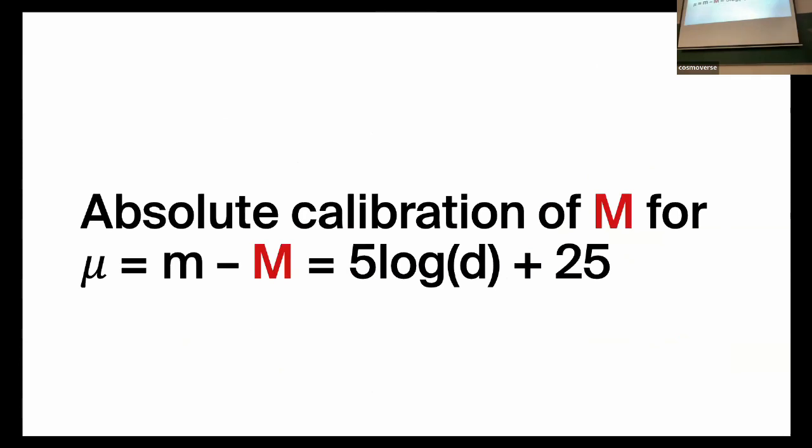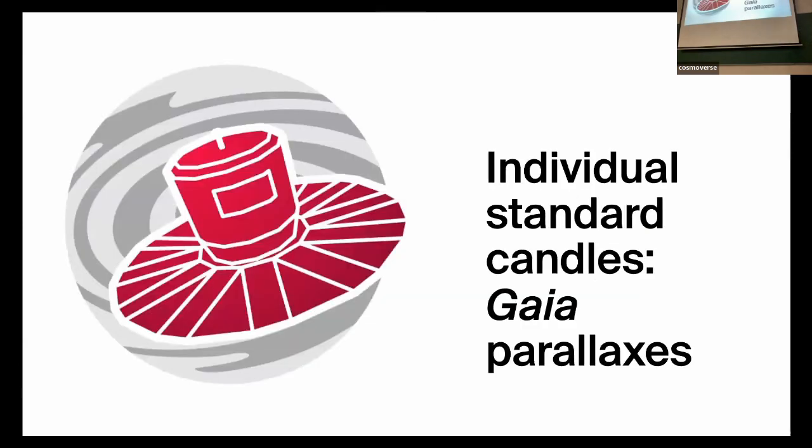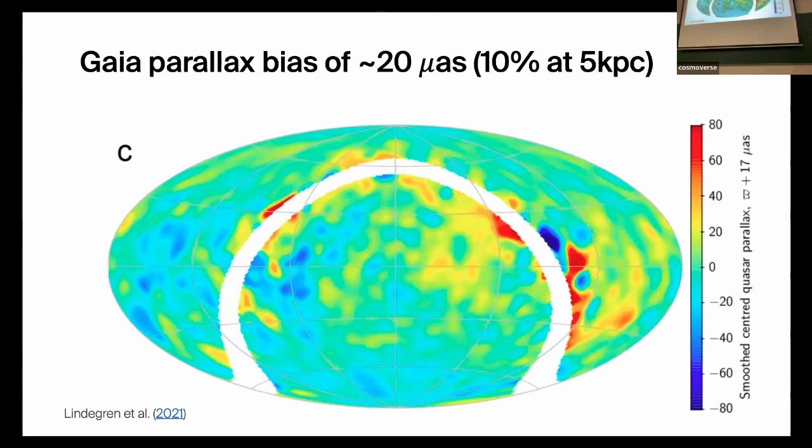So let's get to some of those details, and in particular how we get to this absolute magnitude capital M here that we can calibrate if we know the distance. And let's start with the parallax measurements provided by the ESA mission Gaia that has really been transformative in this field in the last few years.